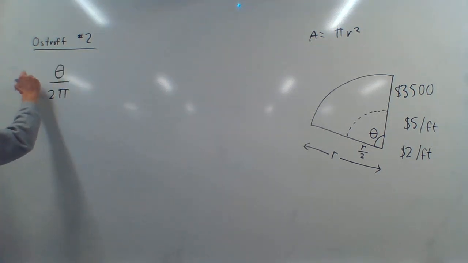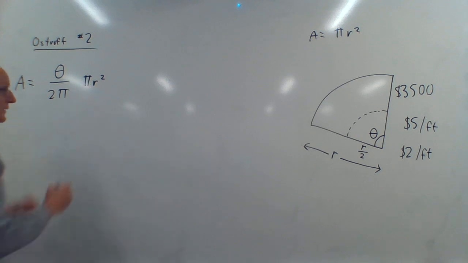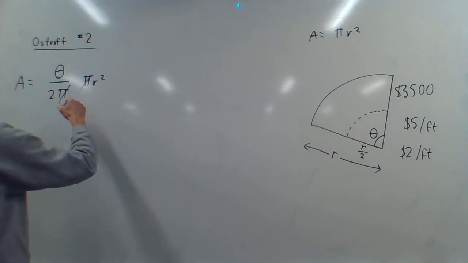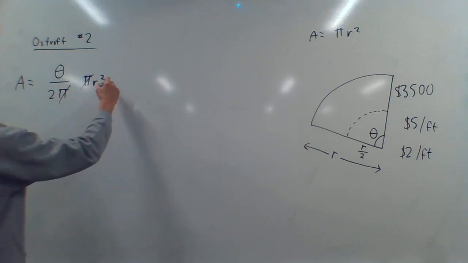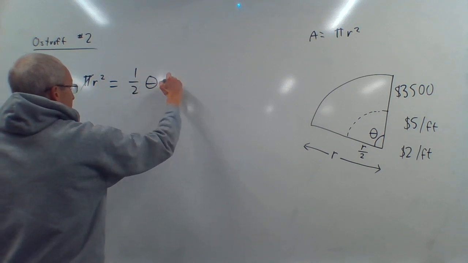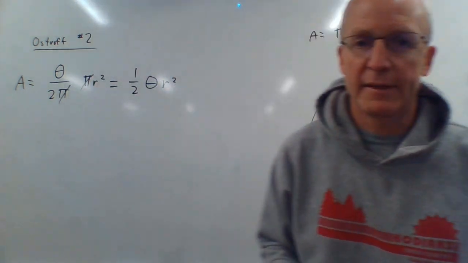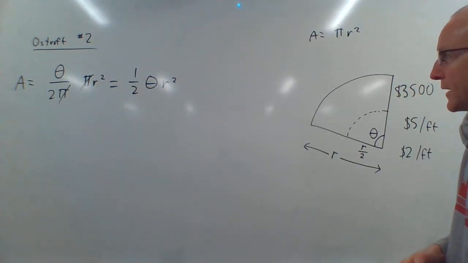Okay, this is our total area: the fraction we have of the full circle times pi r squared. The full circle is pi r squared. Okay, the pi's cancel. So it's just 1/2 theta r squared. That's kind of a nice formula. Now we don't know what r is, we don't know what theta is, so you're like, okay, well, that's great, but what are those things?